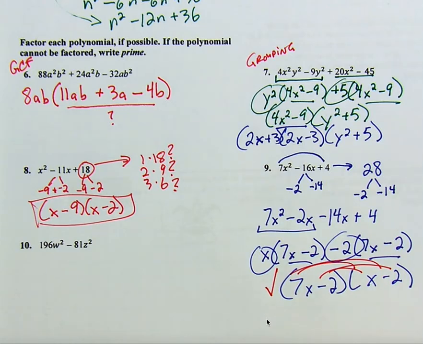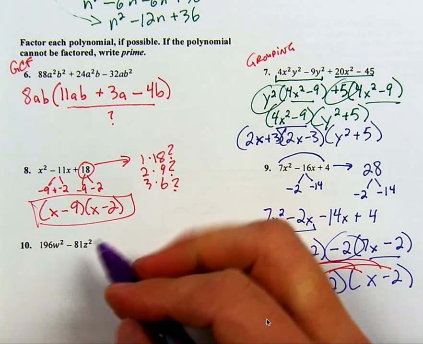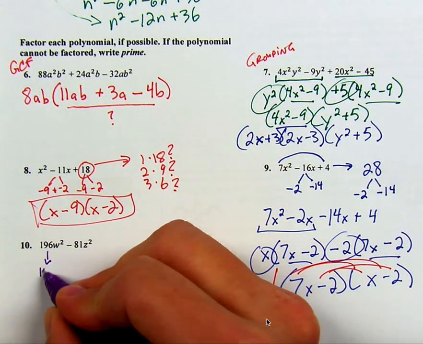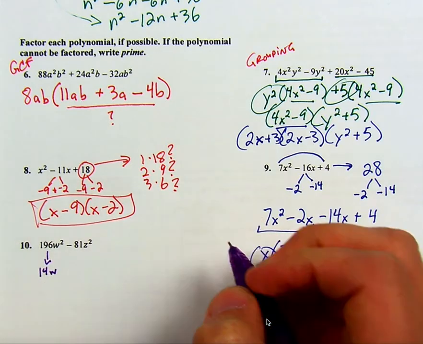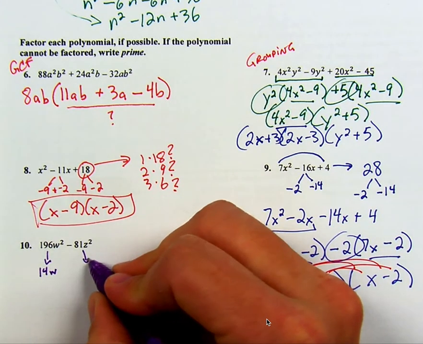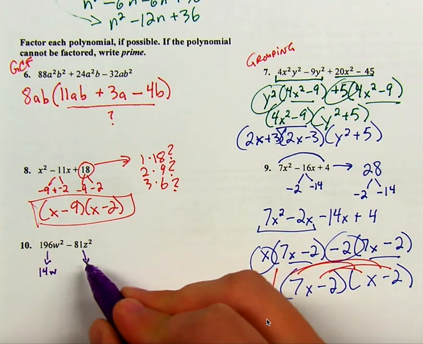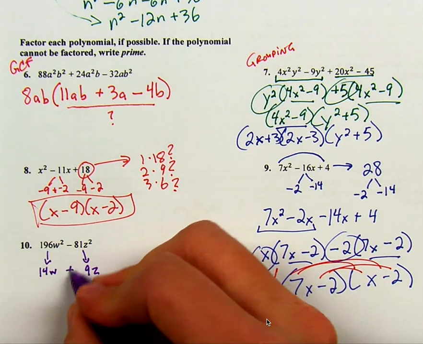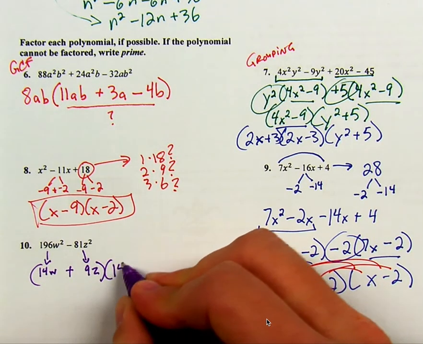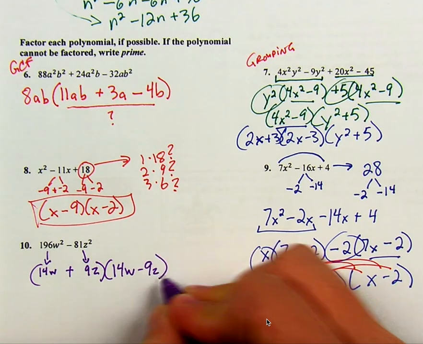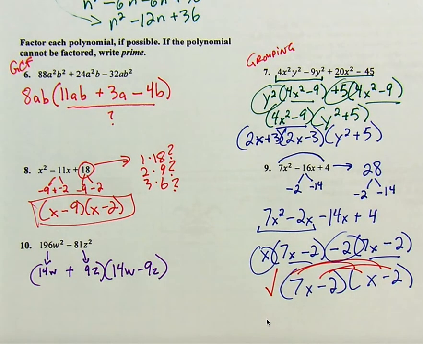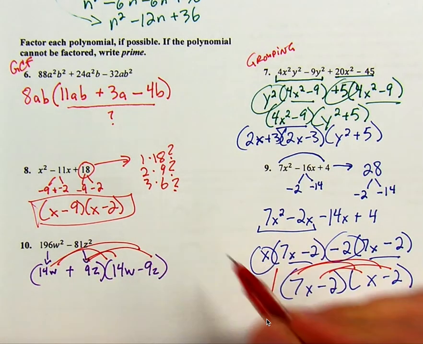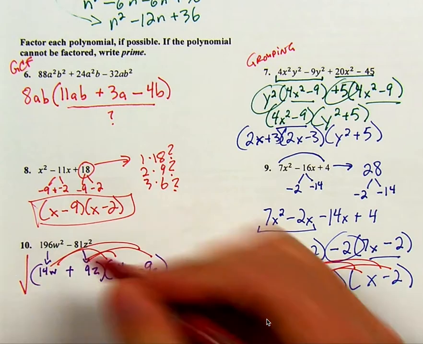All right, on number 10, this is a difference of squares. So 196 is 14 times 14, and 81 is 9 times 9. The w squared and the z squared gives you a w and a z, so all you got to do is, and again, if you're not feeling 100% confident that you did that one right, just double distribute and check it, and you'll see that it works.